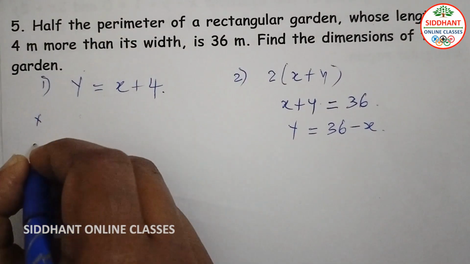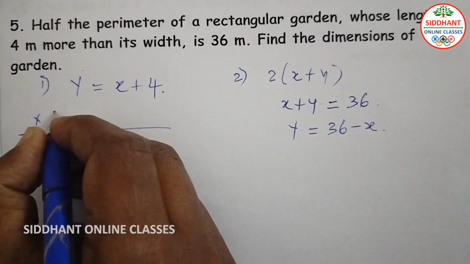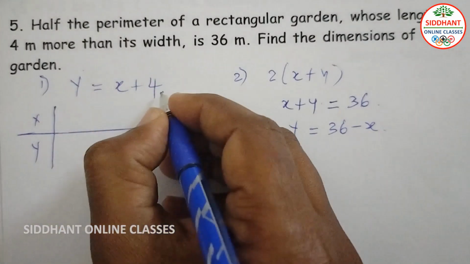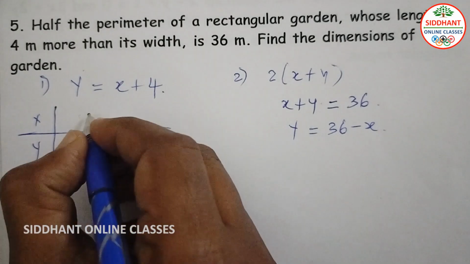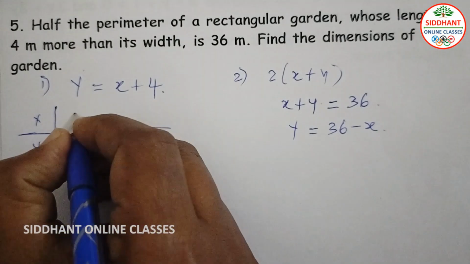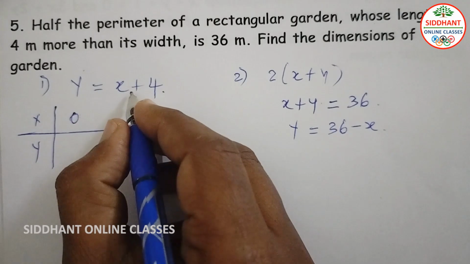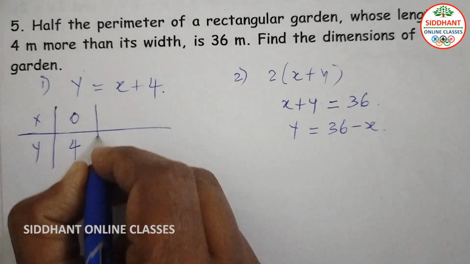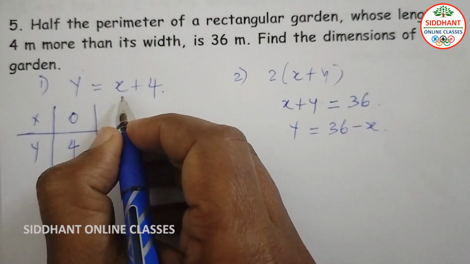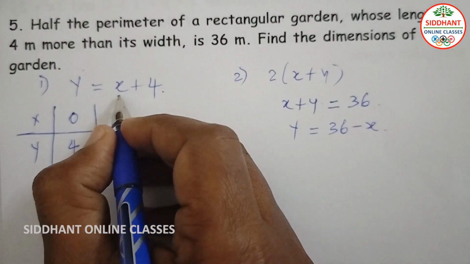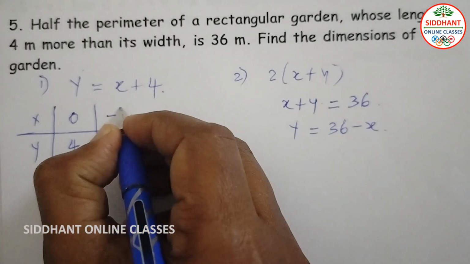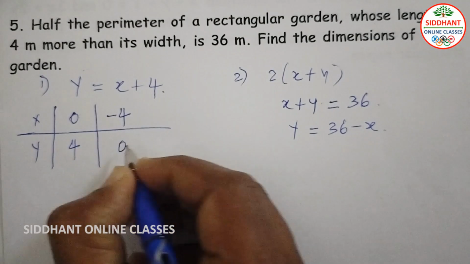So x, y, when you are going to see, y is equal to x plus 4. So when x is 0 suppose, then y will become 4 here. If x is minus 4, then minus 4 plus 4, it will become 0. So here minus 4, here 0.